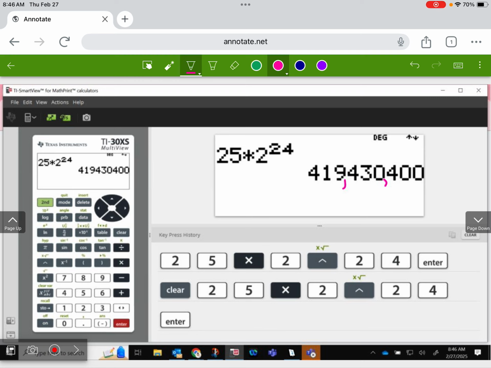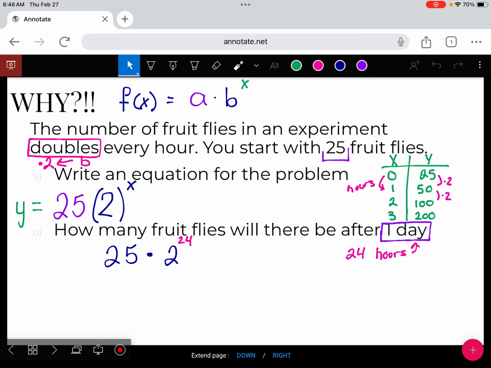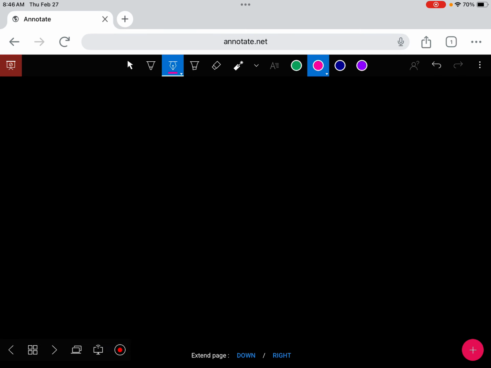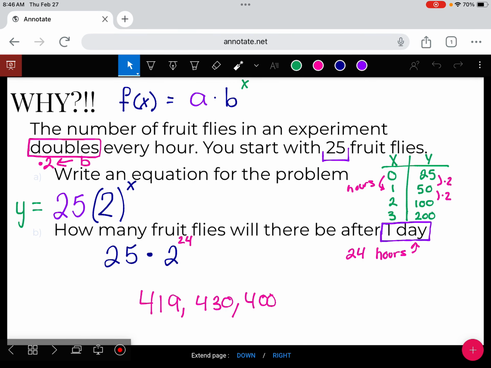There was your life pen. Oh, that's a lot. Okay. So after 24 hours in this experiment, we'd have 419,430,400. Did I remember it right? Oh, look at that. Flies.